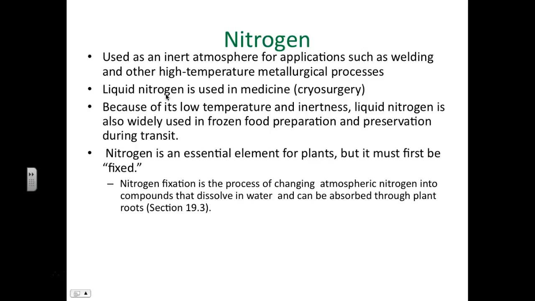Because of its low temperature and inertness, liquid nitrogen is also widely used in frozen food preparation and preservation during transit. Again, it's really cold, so it keeps everything nice and chilled.